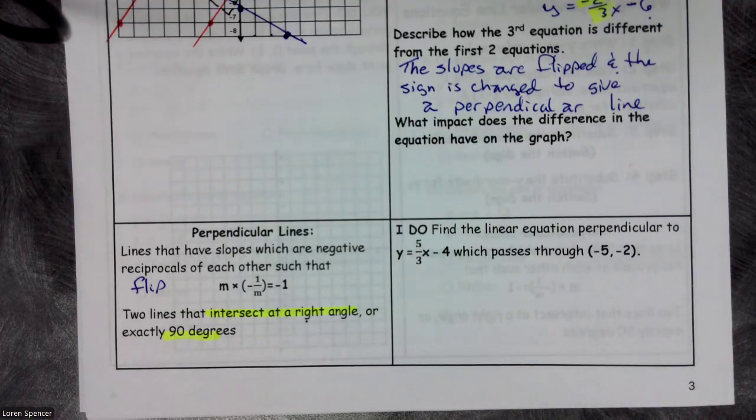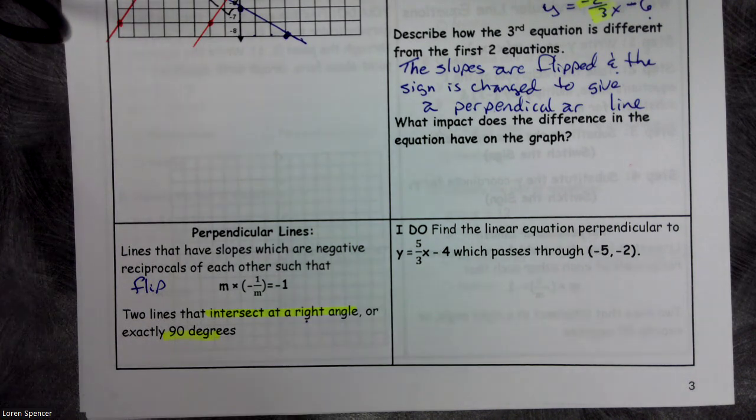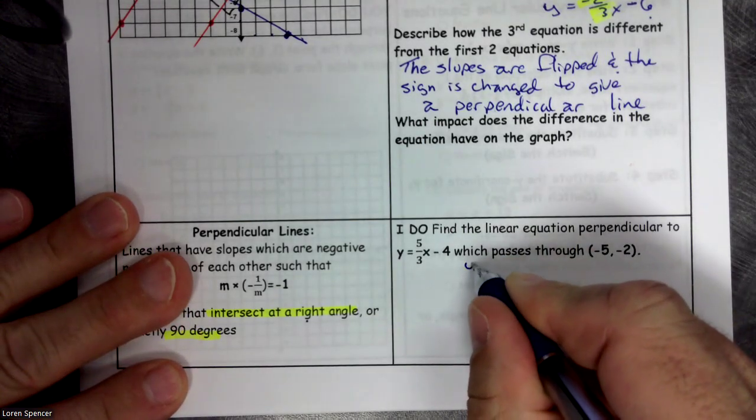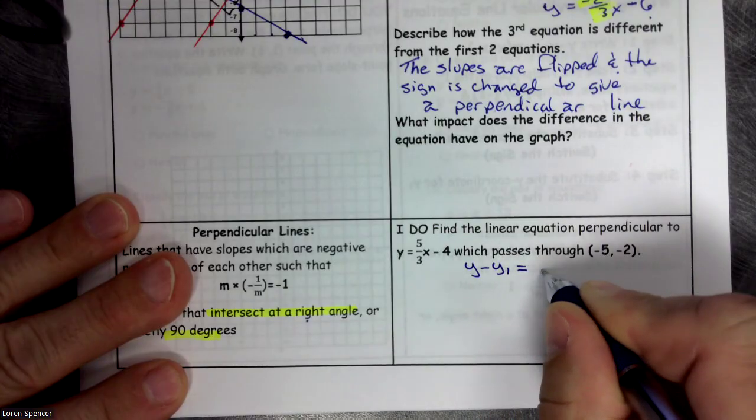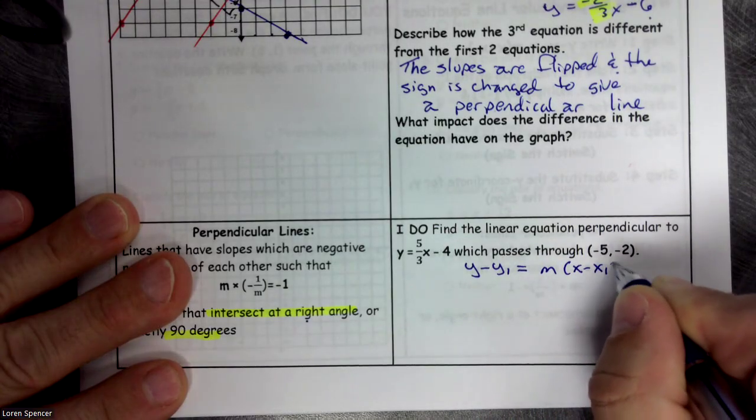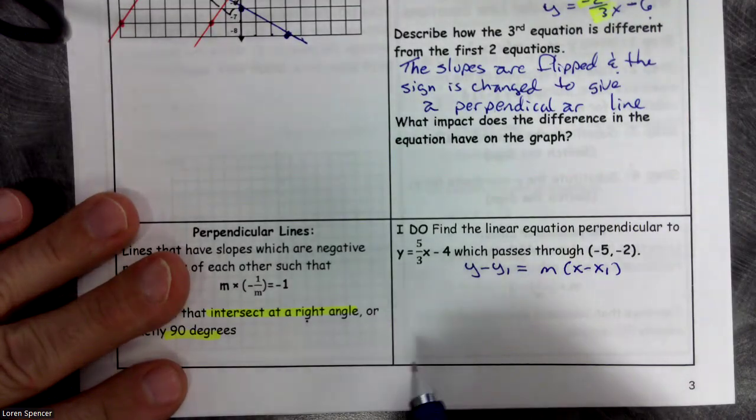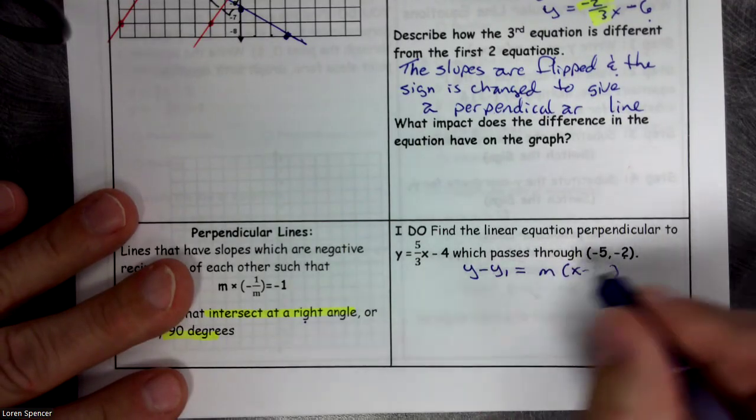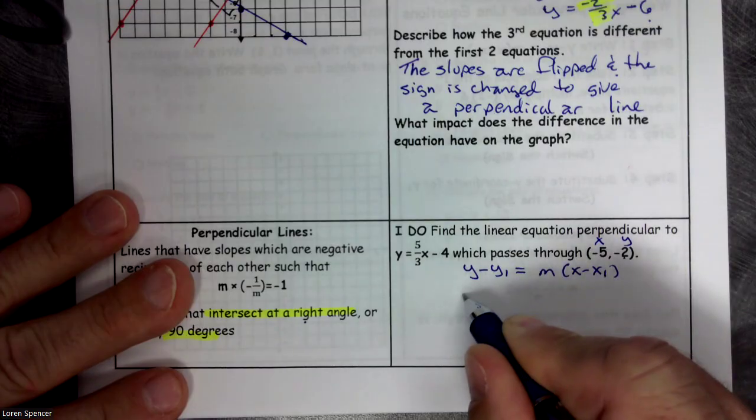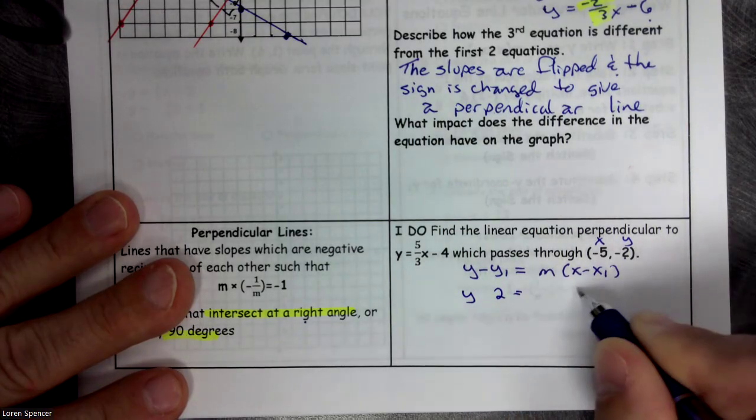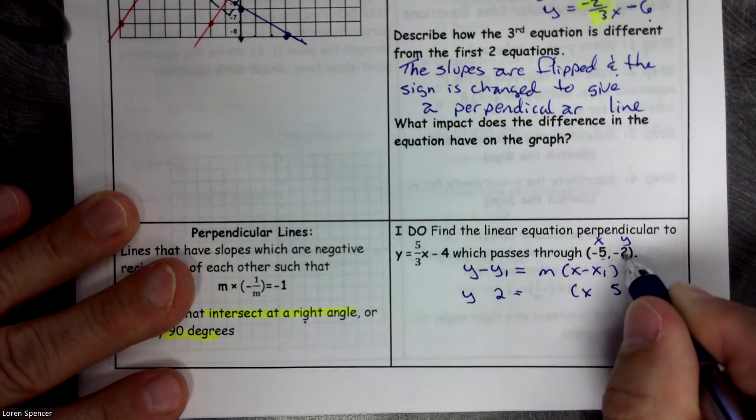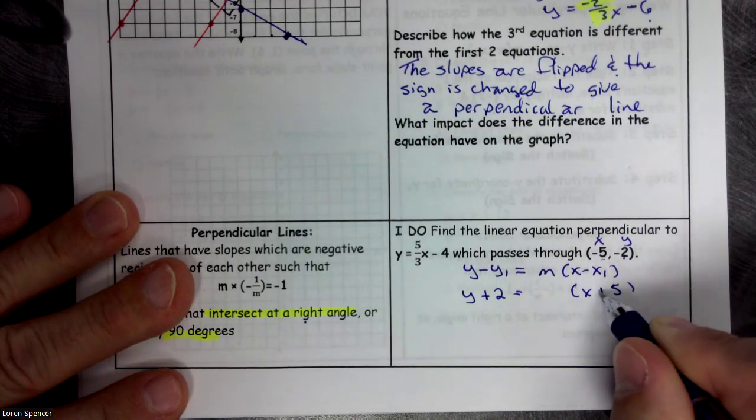Next, it says find the linear equation perpendicular to y equals 5/3 x minus 4, which passes through -5, -2. Now, what it doesn't say there is it wants it in point slope form. So this should be in y minus y1 equals m times x minus x1. Well, if it's perpendicular, actually, let's deal with our starting points. We know that this is the x, this is the y. But when they go into the equation, the signs change. So this is a positive and this is a positive.